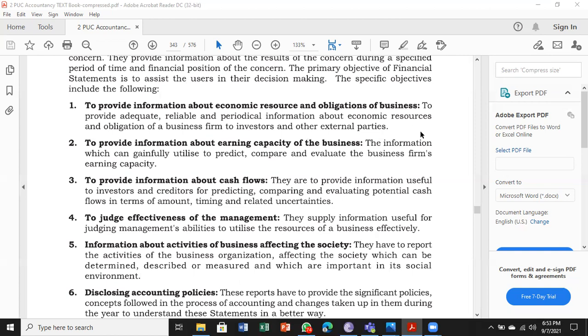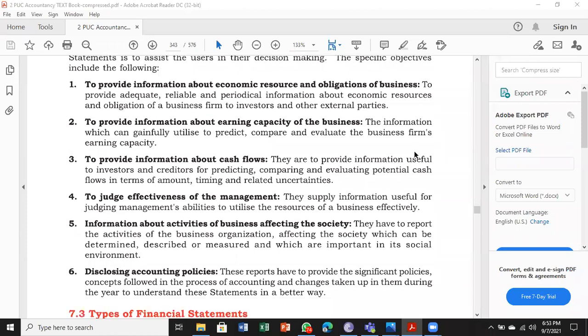Next, how well the management is using the resources of the company, that is the assets, for the benefit of the company. So management decisions are very important, not just having assets, that is not sufficient. How well the company is using its assets for the benefit of the company, for the profit earning capacity of the company, how well it is adding value to the company and the reserves of the company.